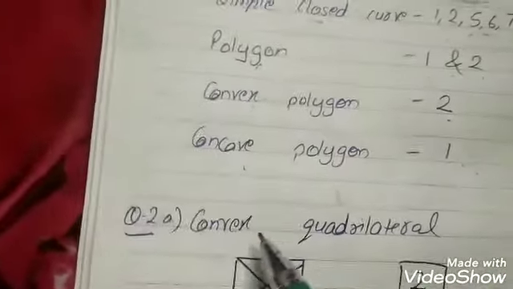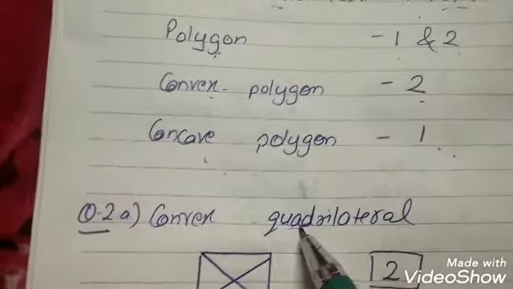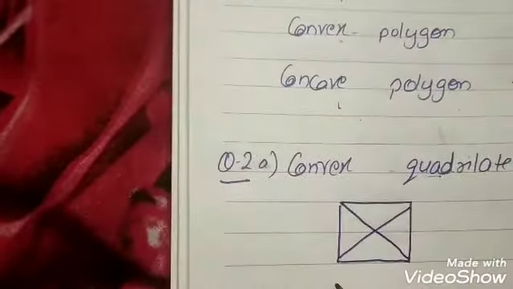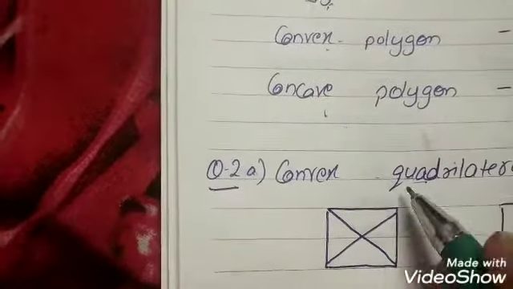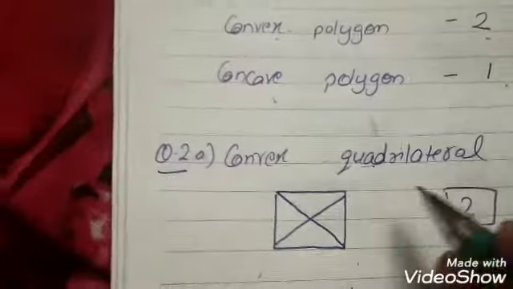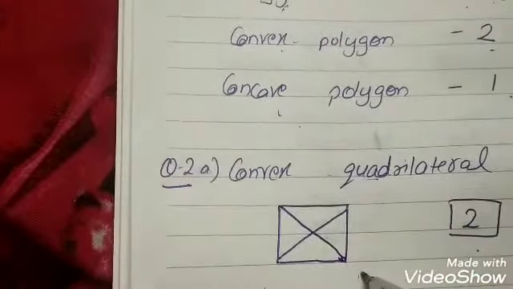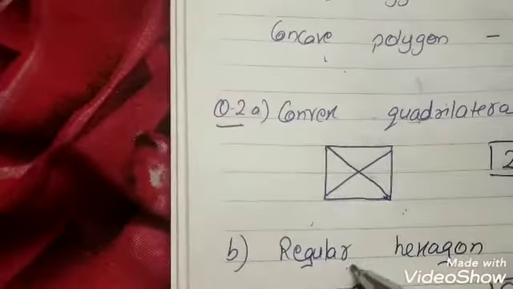In question number 2, they are asking how many diagonals a convex quadrilateral has. See, I have made the convex quadrilateral for you. You can see how many diagonals it has. 2. See, I have drawn the diagonals which join the opposite vertices. Right? Then they said the regular hexagon.